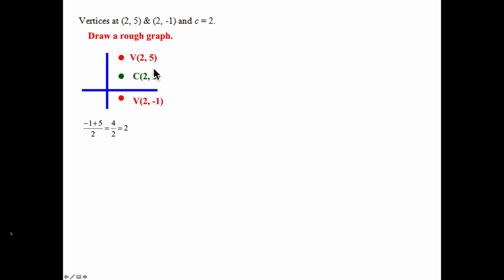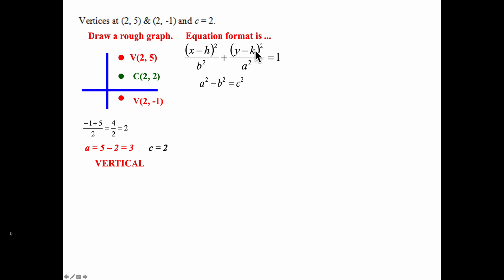So 5 minus 2, that's 3. That's your a value. And you have your c value of 2. And we know it's a vertical ellipse, as we said earlier. So now the a squared is going to be underneath the (y minus k) squared in your equation. Still going to use your Pythagorean theorem to find b squared, which happens like 99.9% of the time. So plug in your center, so x minus 2, y minus 2. Plug in your a, 3. That's going to make this a 9.